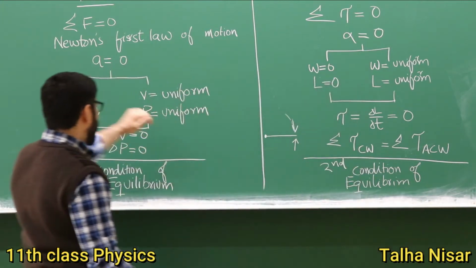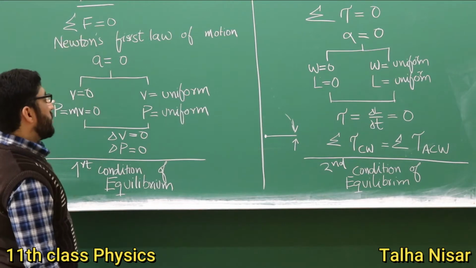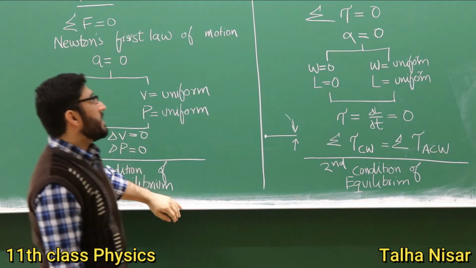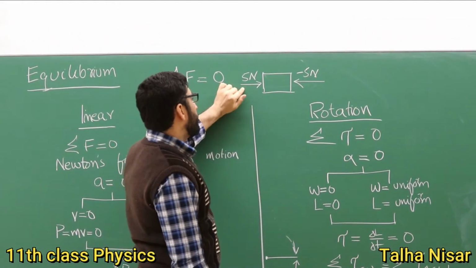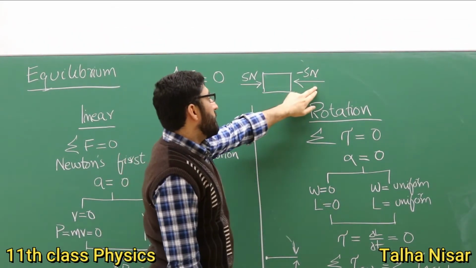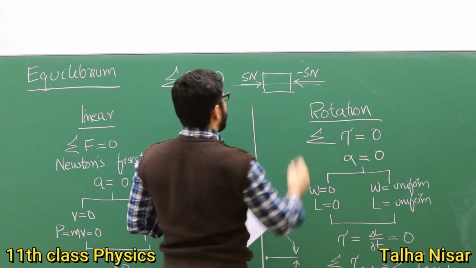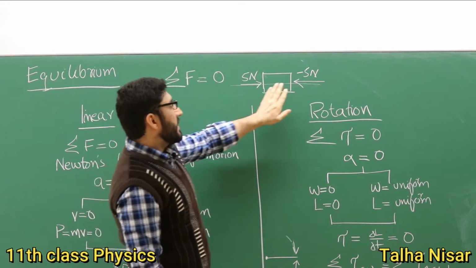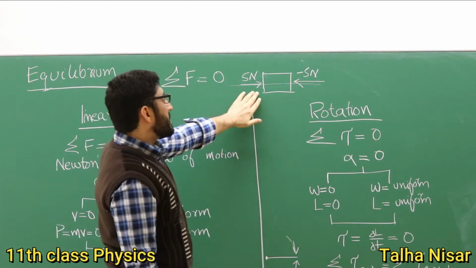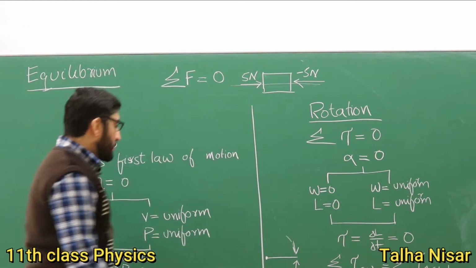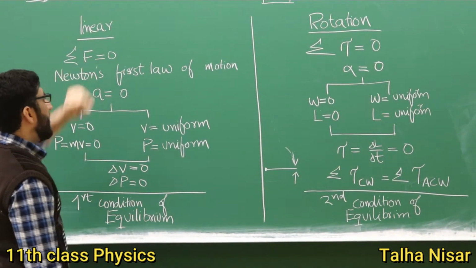For the first condition of equilibrium, we saw when the net force is 0. For example, here we take an example. We have a 5 Newton force, and we have the opposite force here, which is in the same line of action. So they will cancel each other. The net force on an object will be 0, and this object will be in equilibrium. So this was the first condition for equilibrium, which is the linear case.